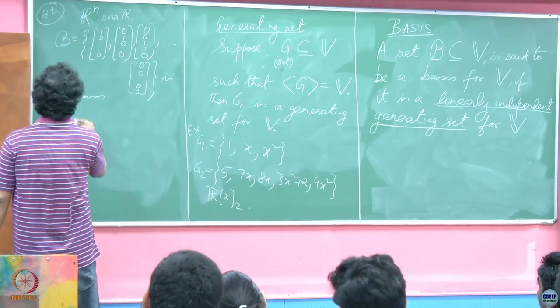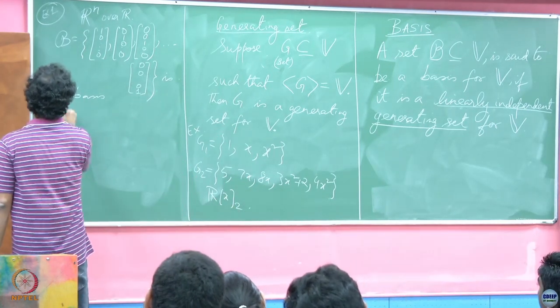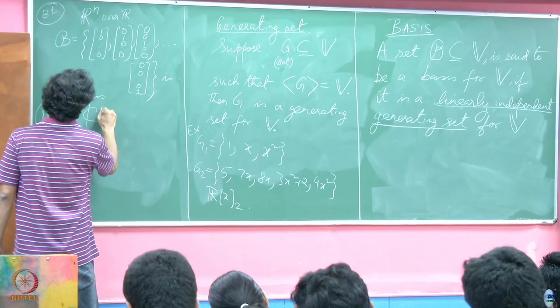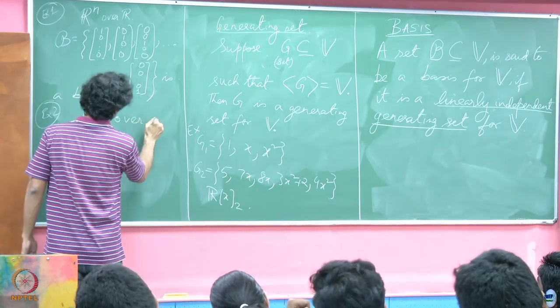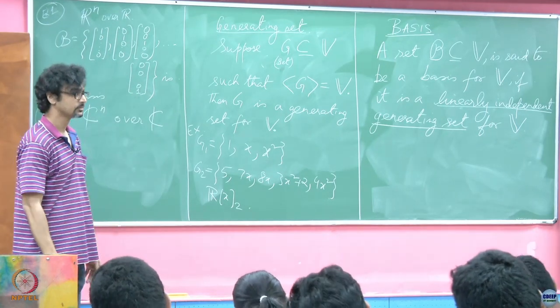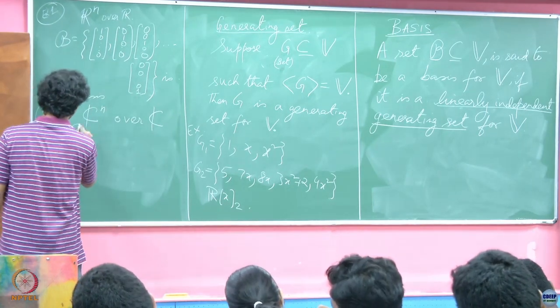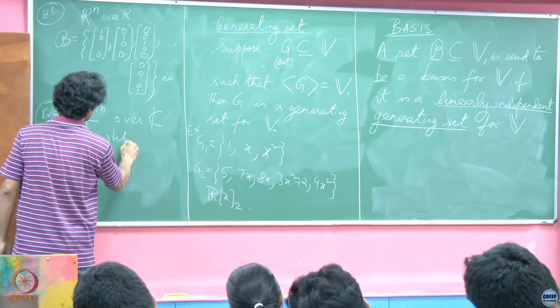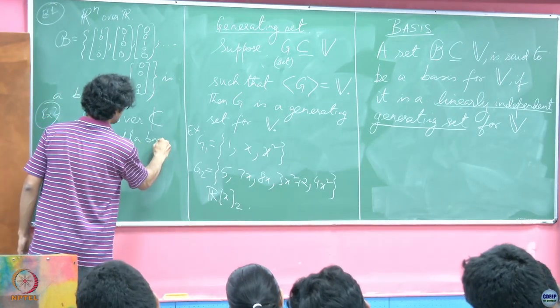Let's look at example 2, which is Cn over C. Once again, the same B is still a basis. Go ahead and check.